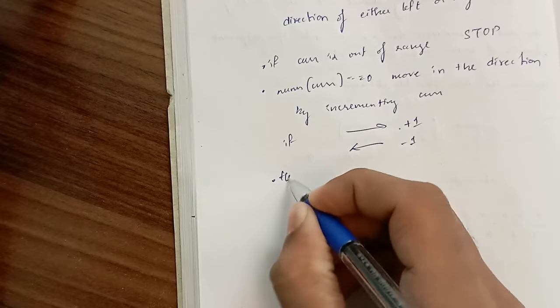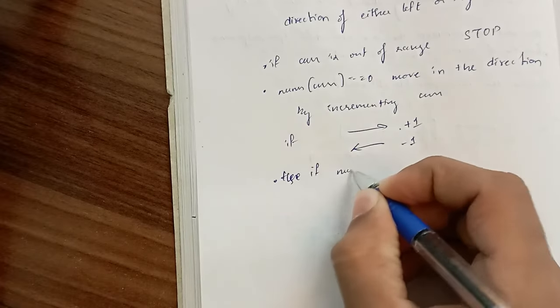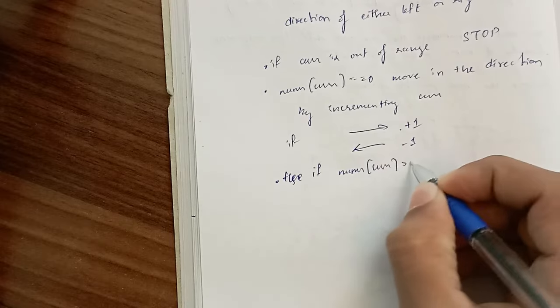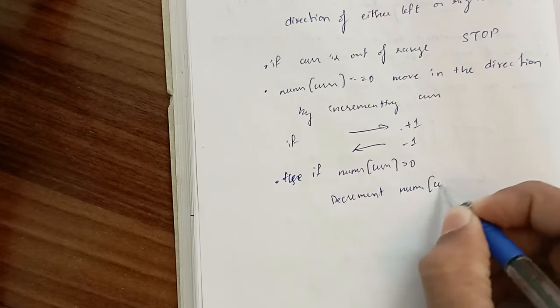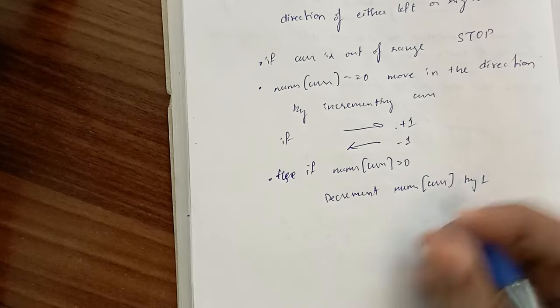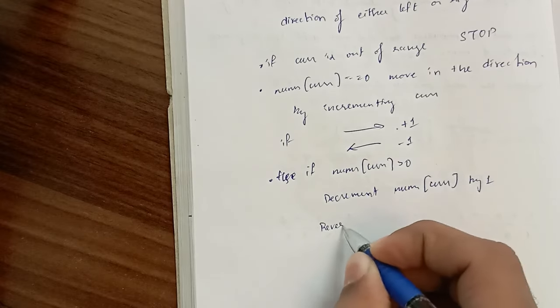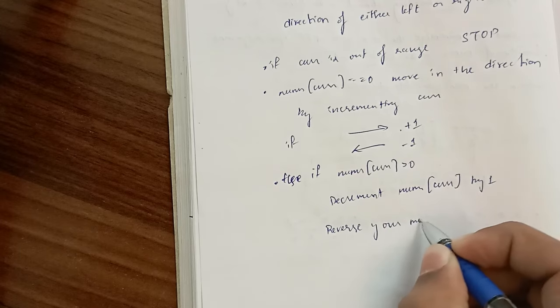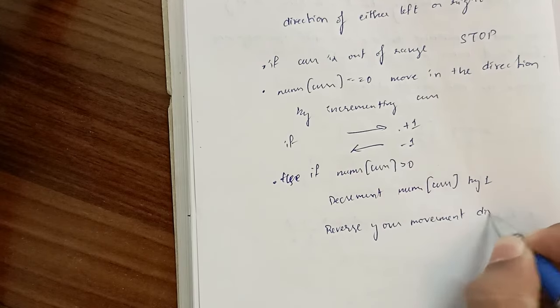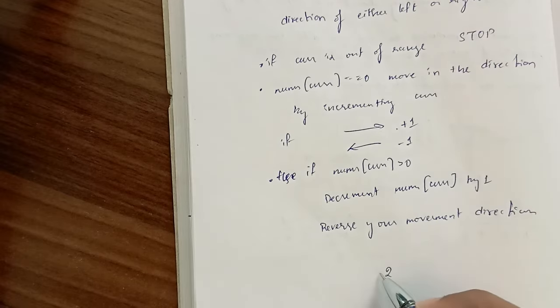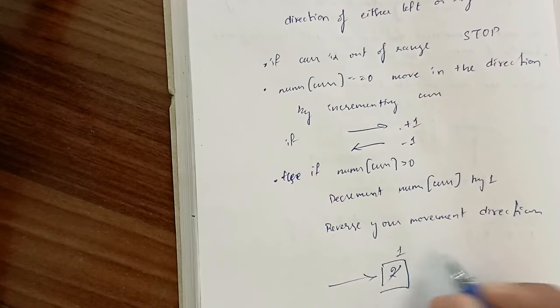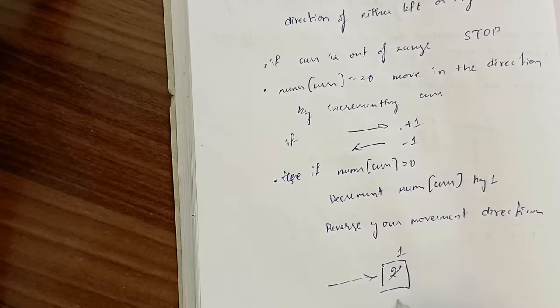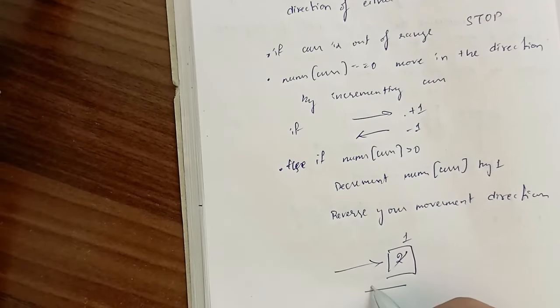But else if nums[curr] is greater than 0, decrement nums[curr] by 1 and reverse your movement direction. That means if we got 2 as nums[curr] and we are moving right, then we need to decrement it by 1. That means it will become 1, and now we need to move in the reverse direction. As we were moving right before, now we need to move left.